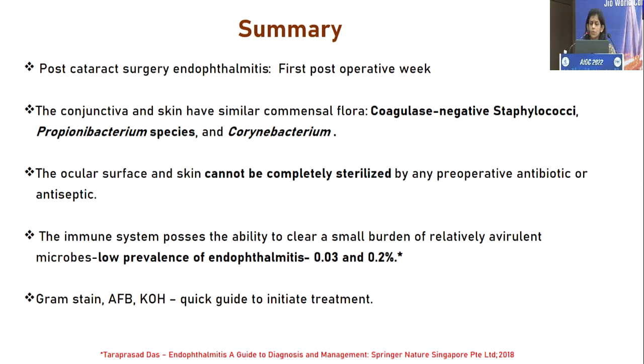To summarize, post-cataract surgery endophthalmitis most commonly occurs in the first post-operative week. The commensals of the skin and conjunctiva, that is coagulase negative staph, propionibacterium, and corynebacteria, are the most commonly involved. Ocular surface and skin cannot be completely sterilized by any perioperative antibiotic or antiseptic. The immune system possesses ability to clear a small burden of relatively avirulent microbes, as evidenced by the low prevalence of endophthalmitis. Gram staining, AFB, and KOH are a quick guide to initiate treatment.